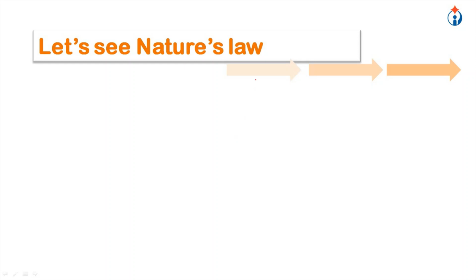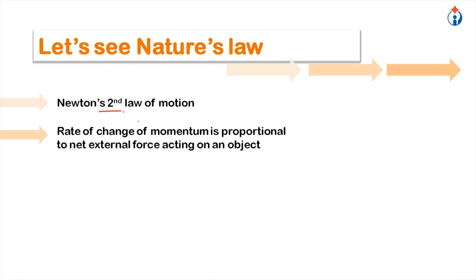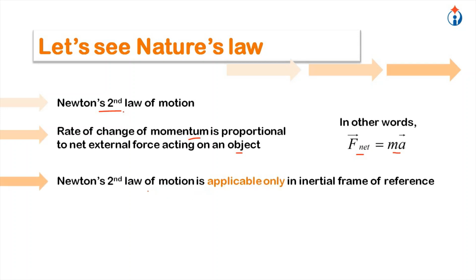So let's see nature's laws. Nature's second law, Newton's second law. Rate of change of momentum is proportional to net external force acting on an object. Momentum, movement. In other words, F net is equal to m times a. Now, Newton's second law is applicable only in inertial frame of reference.